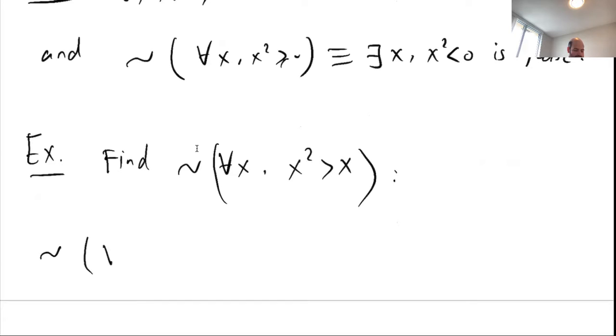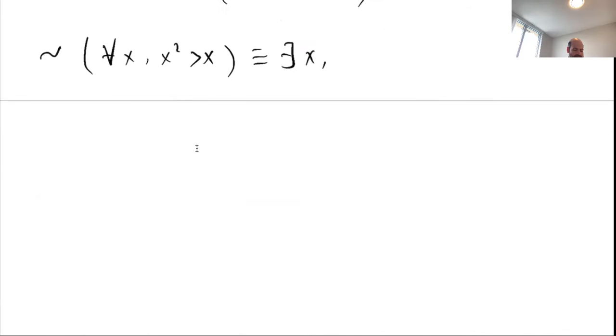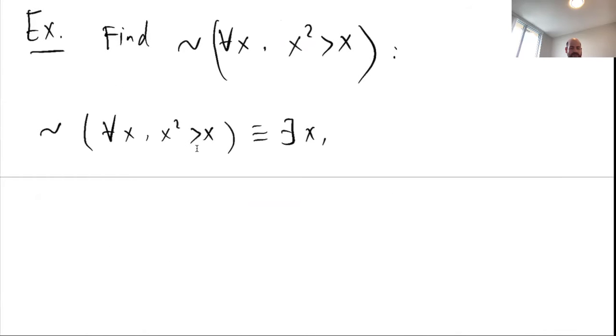Negation of "for each x, x squared bigger than x" is the same as there exists x, right? Again, look at the first identity. Negation of for each x P of x is there exists x with negation P of x. P of x is here x squared bigger than x. What is the negation of x squared bigger than x? If x squared is not bigger than x, it means x squared has to be less than or equal to x.